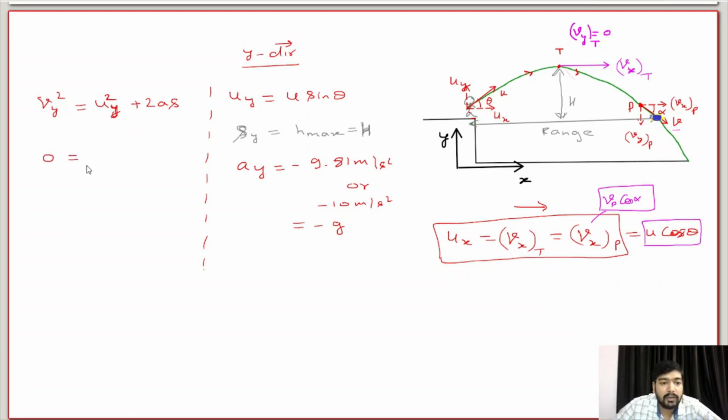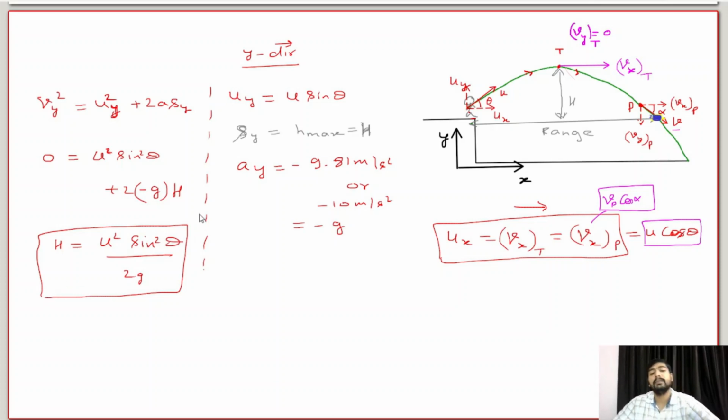Initial velocity we know: it's u square sine square, plus 2 times a, where a is minus g, and s y at this t point is the capital H, that means the maximum height. Our purpose is to calculate this maximum height. It is very easy to calculate this with the help of bifurcation, by dividing the curvilinear motion into rectilinear motions. Okay, so let's proceed with some numericals.